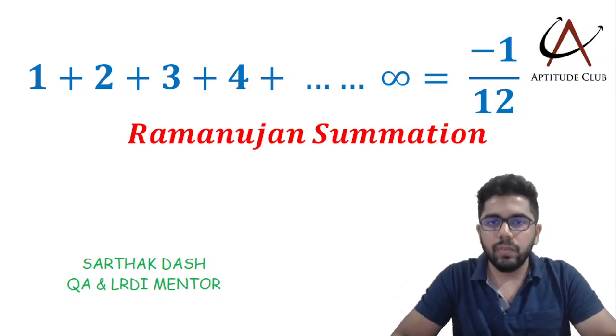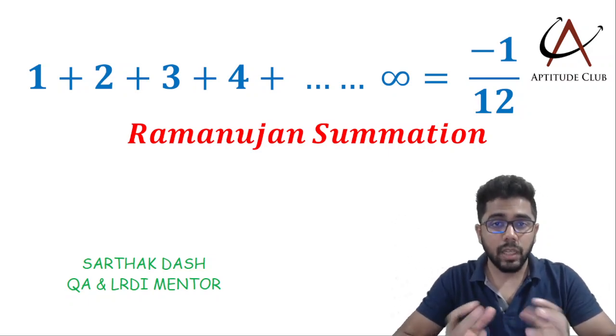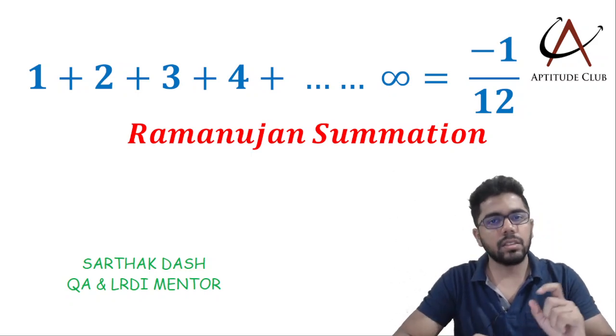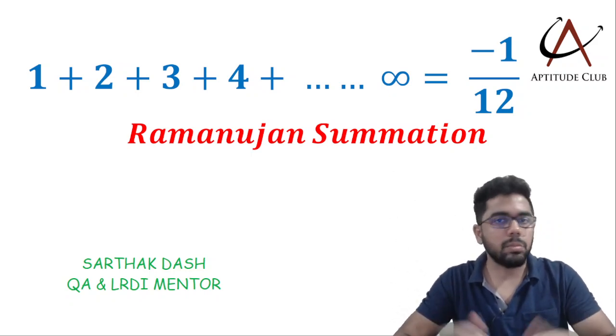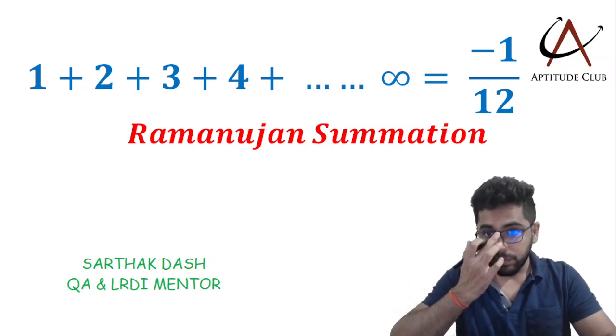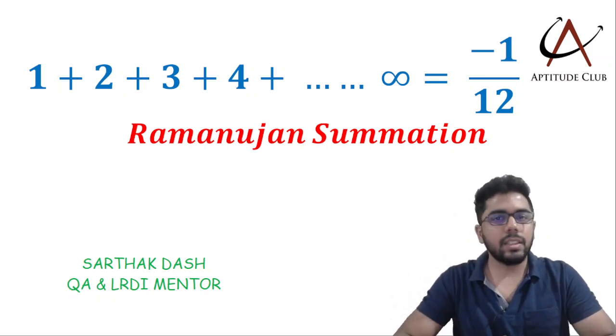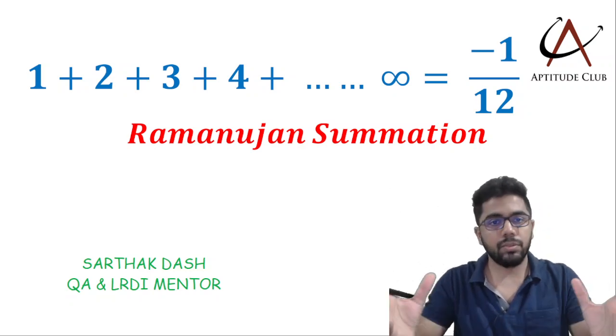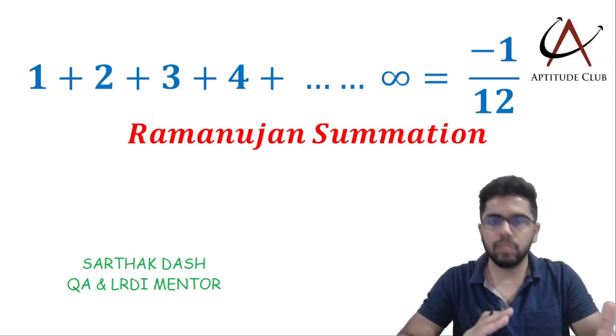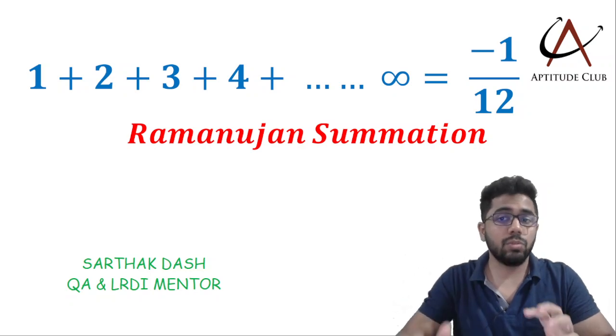Hello everyone, welcome to Aptitude Club, and we are here to discuss this interesting summation called, very famously after the Indian mathematician Ramanujan, the Ramanujan summation. Now this looks very interesting and a little intriguing also. Summation of natural numbers till infinity starting with 1 results in minus 1 by 12.